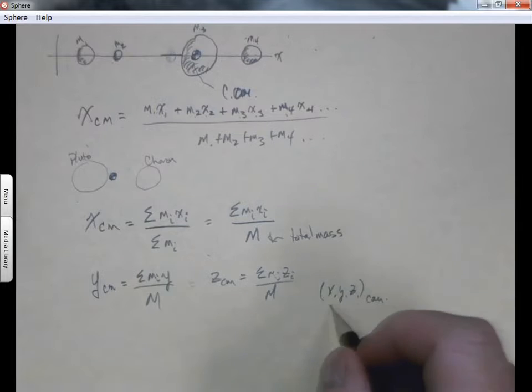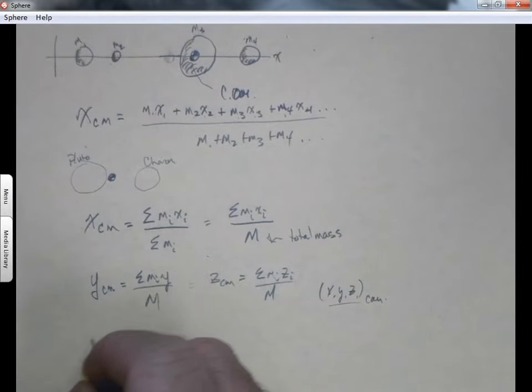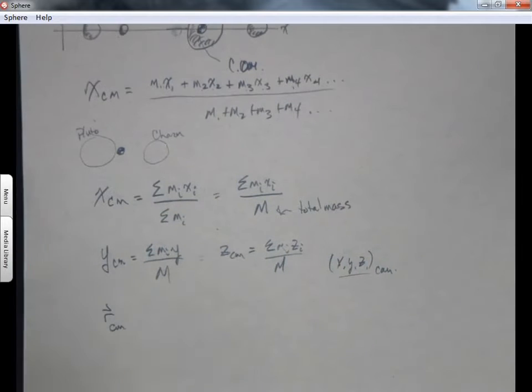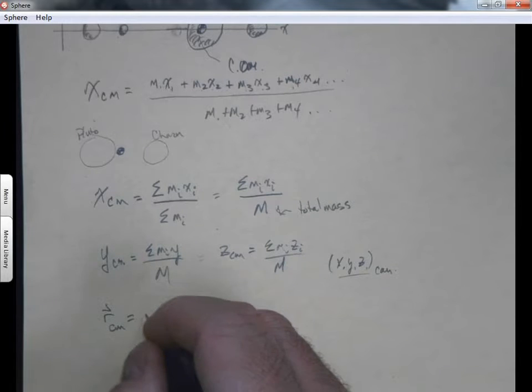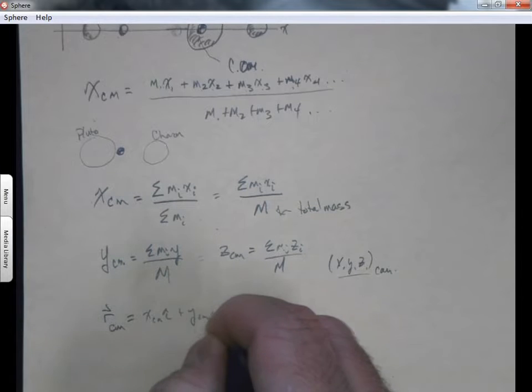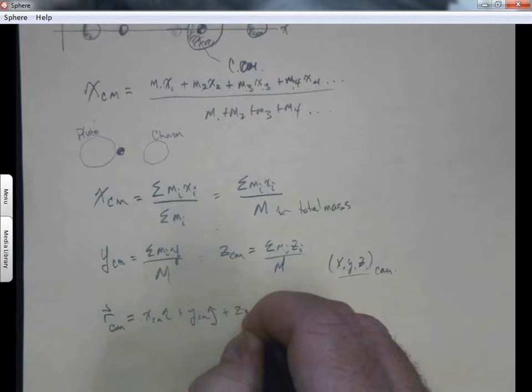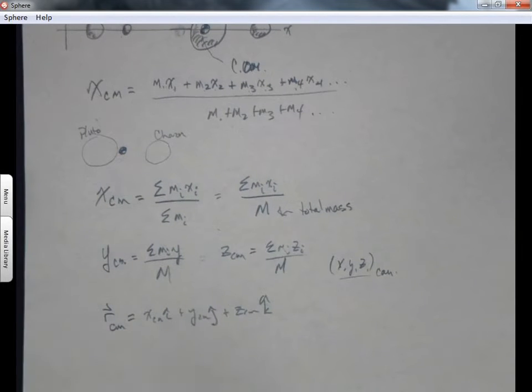But if we have these three coordinates, we can list this in another way, and this would of course be our vector for the center of mass. That's how we would have this position vector: it's x_cm i hat plus y_cm j hat plus z_cm k hat, and that's going to give us this r vector.